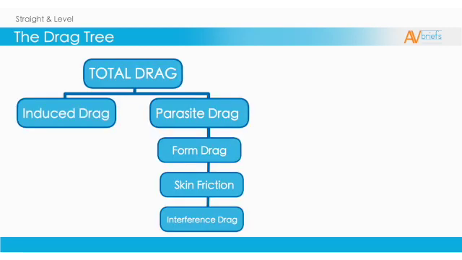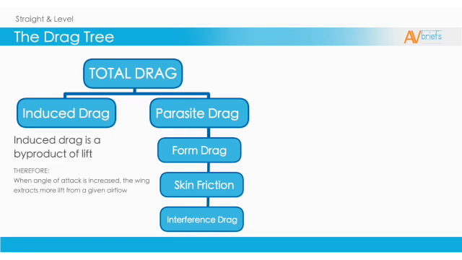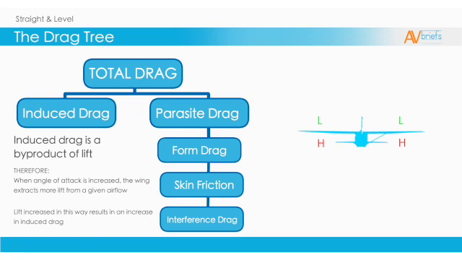Induced drag is a byproduct of lift. So therefore, when angle of attack is increased, the wing extracts more lift from a given airflow. Lift increased in this way results in an increase in induced drag. But what is induced drag? To answer that, take a wing, and let's look at the pressure differences around that wing.